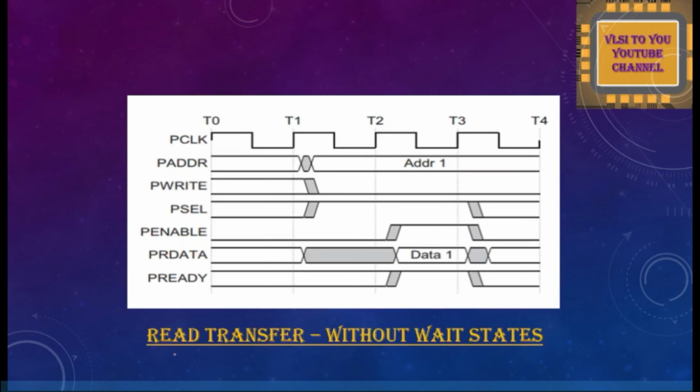Now if you see here, the same without wait states for read transfer. So for this, what is going to happen? Again the same thing. This is idle, this is setup, and this is access. In the idle state everything will be 0. Now coming to setup state, the address is registered and the p write is 0, which is why this is a read transfer. So p write is 0.